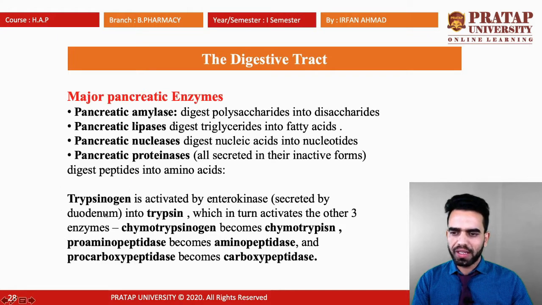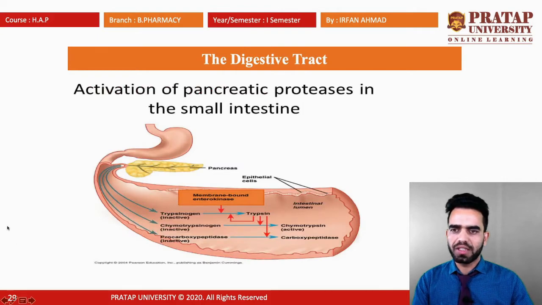One more thing: trypsinogen is activated by enterokinase, which is secreted by the duodenum, into trypsin, which in turn activates three other enzymes: chymotrypsinogen into chymotrypsin, proaminopeptidase into aminopeptidase, and procarboxypeptidase into carboxypeptidase. This is the flow diagram which shows how the enzymes are converted from their inactive states into their active states.